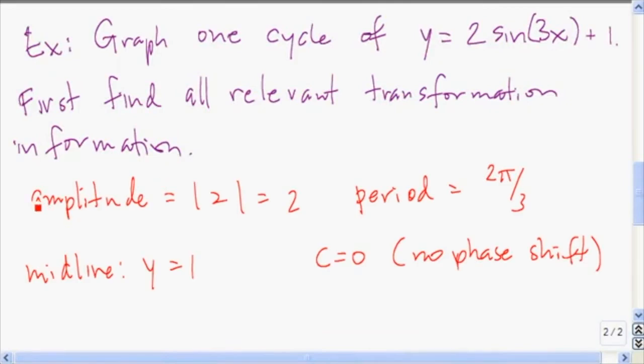Okay, you should have gotten that the amplitude is 2. The period is 2 pi over 3, so 2 pi over that number. The midline is y equals 1. And nothing is subtracted from x, so c equals 0, which means there's no phase shift. Okay? All right, so now let's put this together to get the graph.